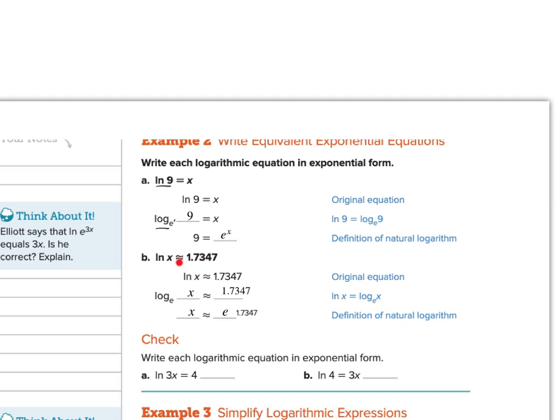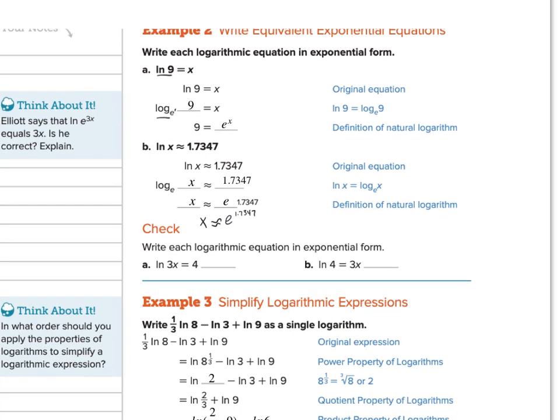Now here we have the natural log of x is approximately equal to 1.7347. Reordering that, we know that is the log base e of x is approximately equal to 1.7347. So again, e raised to some exponent is equal to x. It may be hard to see here, but this is e raised to the exponent of 1.7347 is approximately equal to x. Okay, and then the same thing here.